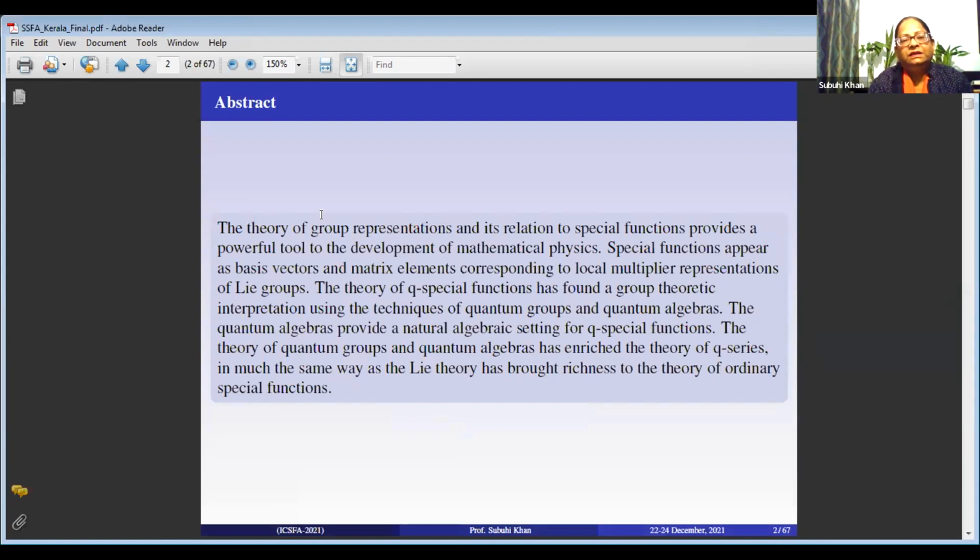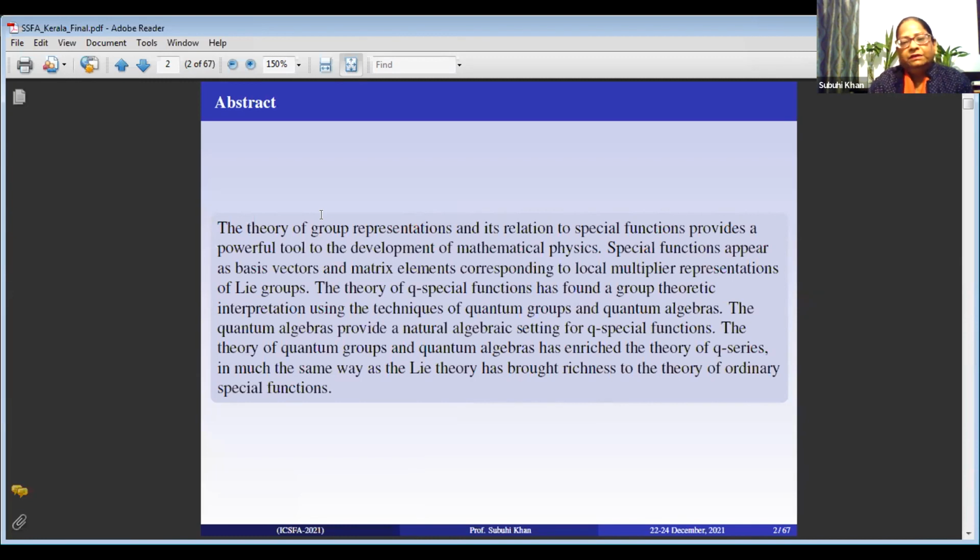Just to give a brief introduction, the theory of group representations and its relation to special functions is quite old, and we followed the books of W. Miller Jr. to learn how we can relate Lie theory with special functions. It provides a powerful tool to the development of mathematical physics, and that makes it more interesting.